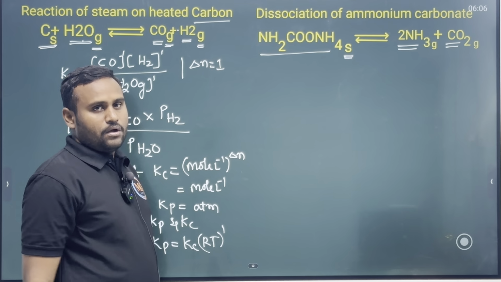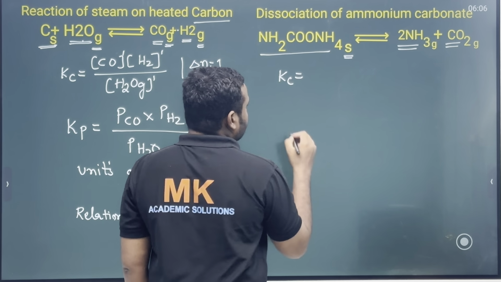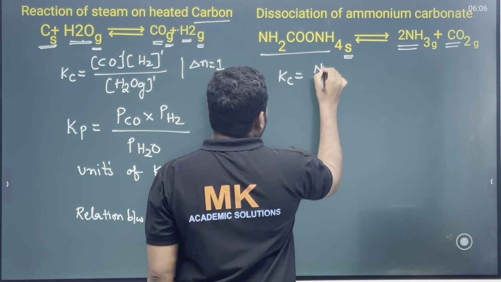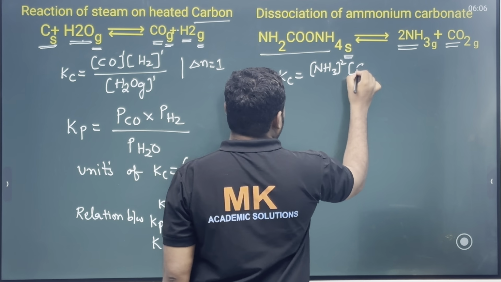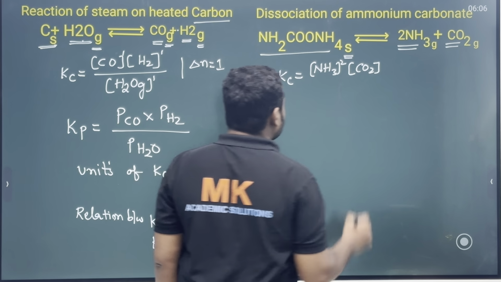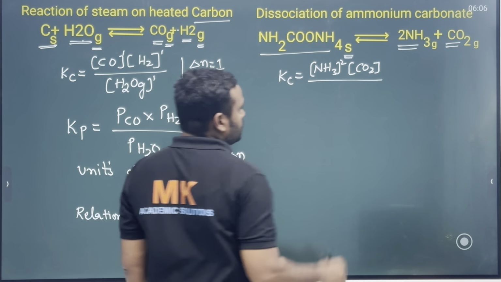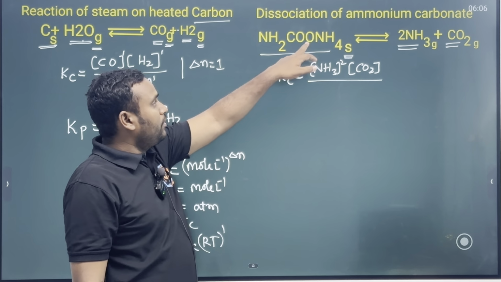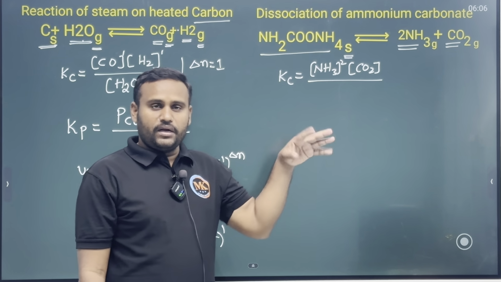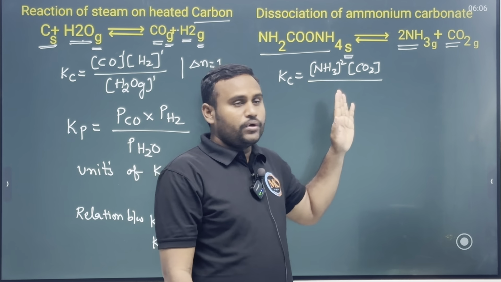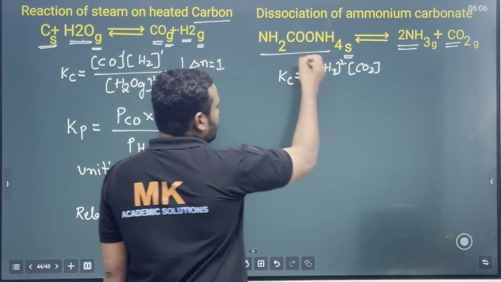So for this, what is the Kc expression here? Kc is equal to NH3 square and CO2 gas. NH3 square, ammonia gas square, into CO2 gas, by ammonium carbonate. But ammonium carbonate is what? It is present in the solid state. So when it is present in the solid state, no need to write it in the Kc expression. Okay, so this is the Kc expression.